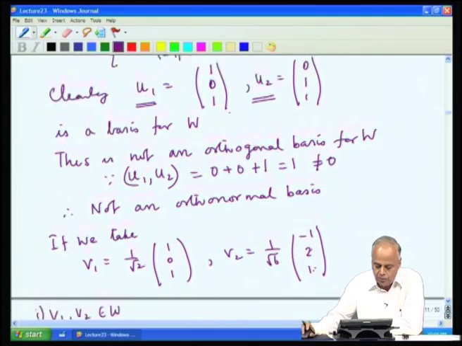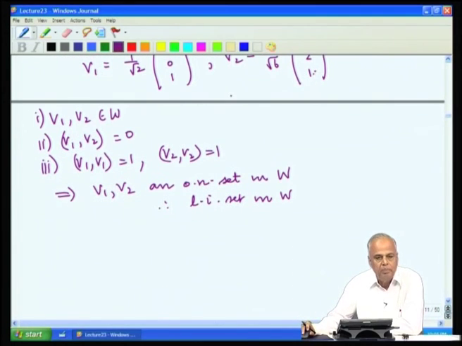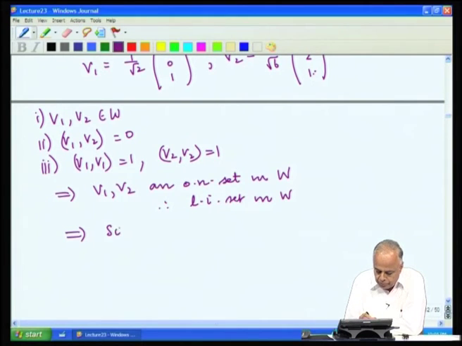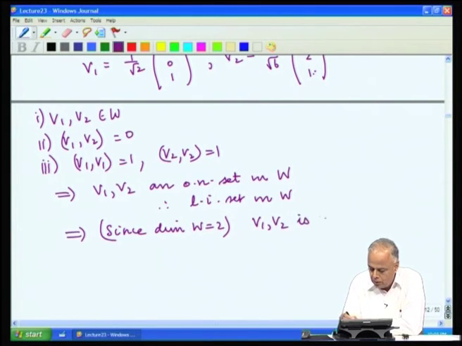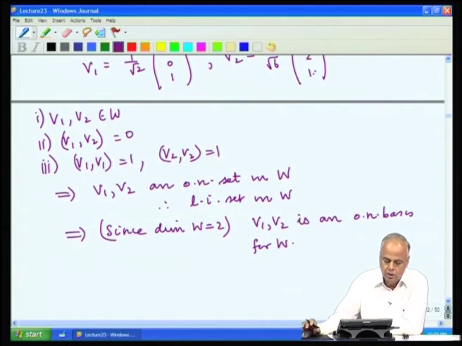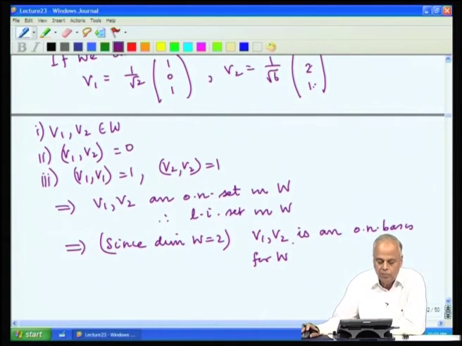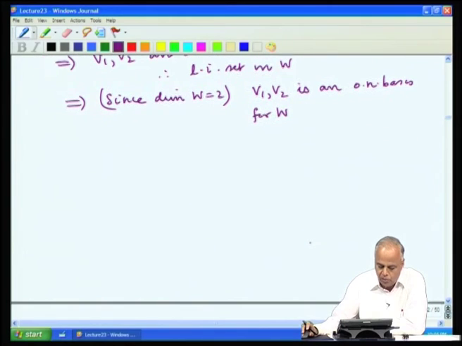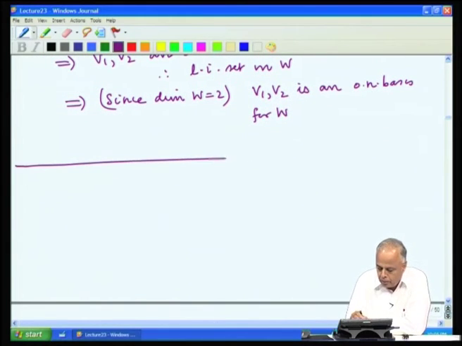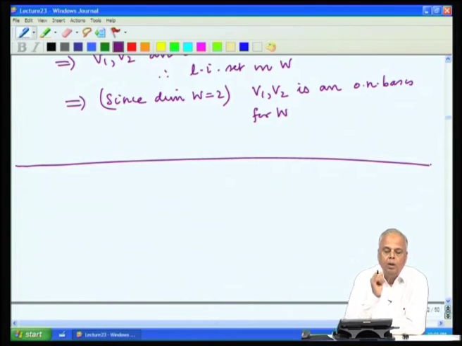So, dimension of W is 2, any two linearly independent vectors in W will form a basis, which says since dimension W equal to 2, this implies that V 1, V 2 is an orthonormal basis for W. So, we have a subspace here for which we have found an orthonormal basis. Now, we shall look at what is the effect of this orthonormal basis.